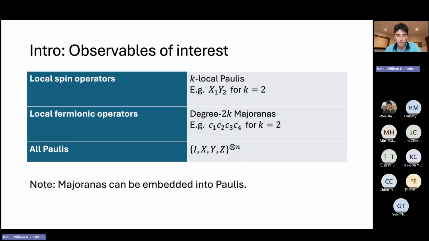Now, I'll note at this point that the Majoranas, which I haven't defined yet, can be written as Pauli operators via the Jordan-Wigner transform, which we'll have a look at later. Just to tell you that, in fact, all of these examples are subsets of the Pauli operators, so it does fit into this framework.